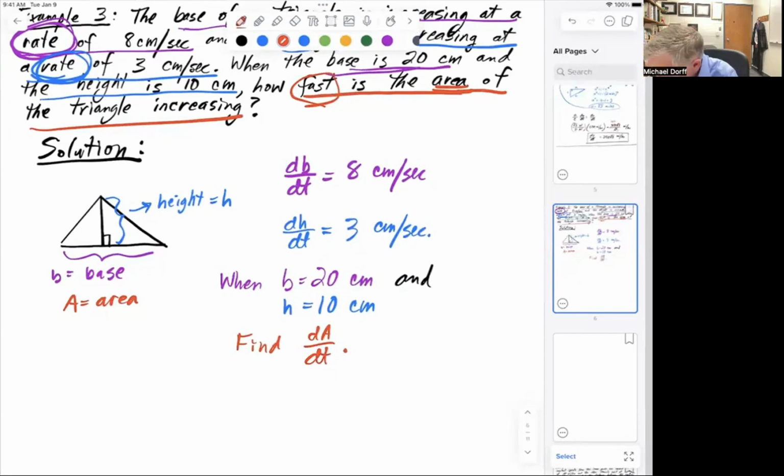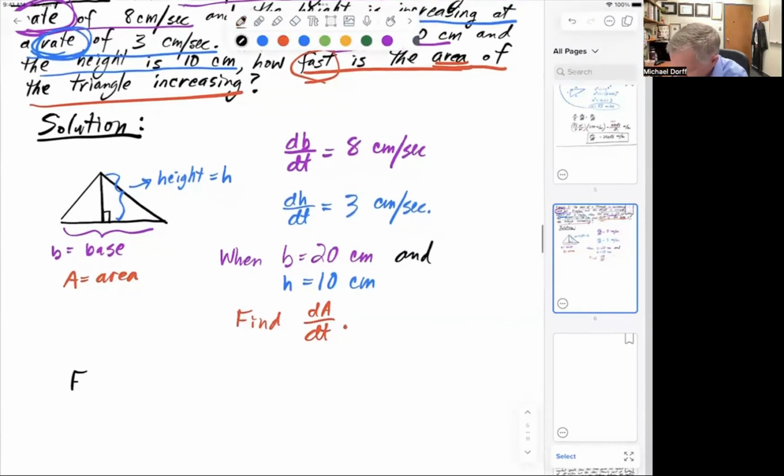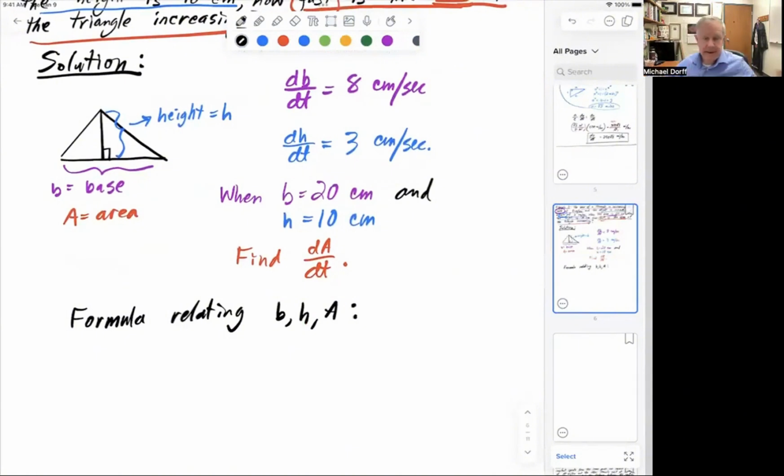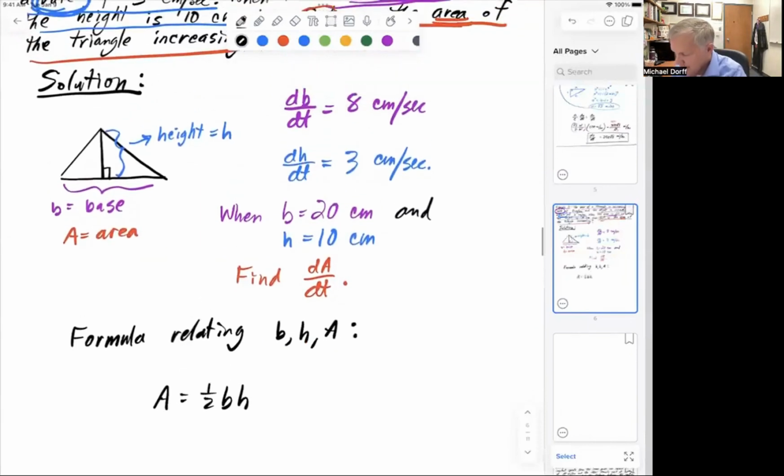All right, so what do we need? We need a formula relating these different quantities, relating base, height, and area. Well, what's that formula? Well, it's the area of a triangle. The area equals 1/2 base times height. And because we're finding rates of change here, and all these rates of change are dependent upon each other, okay?